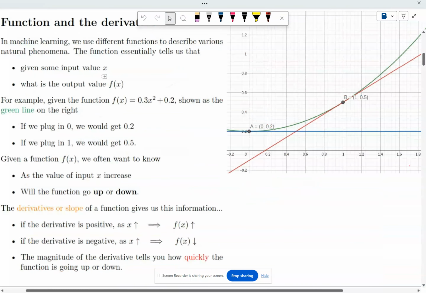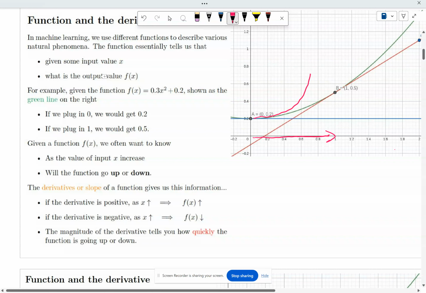Now, with functions in machine learning, we very often want to know where the function is going. When I say going, what I mean is that as the value of x increases, is the function going up? Is the function going down? Or is the function going nowhere? This directionality of going up or down is a really big deal in machine learning, and we're going to see why pretty soon. So as the value of x increases, will the function go up or down?